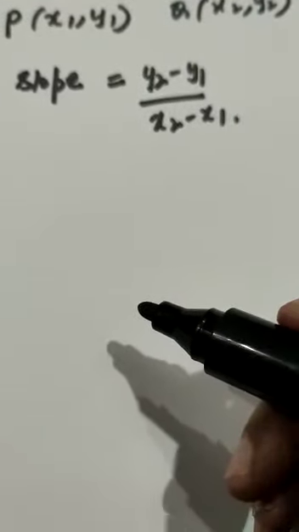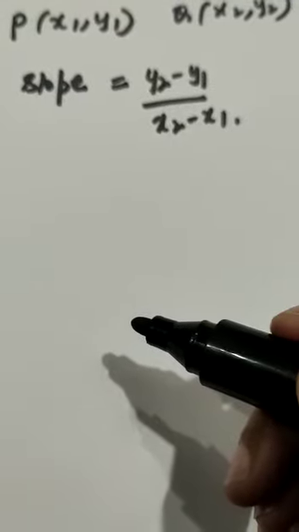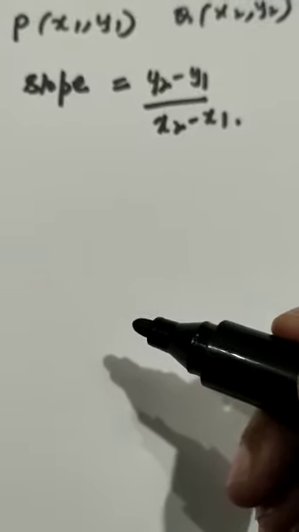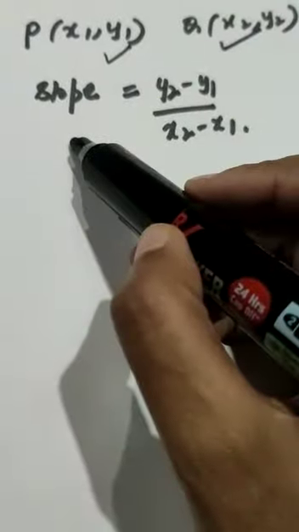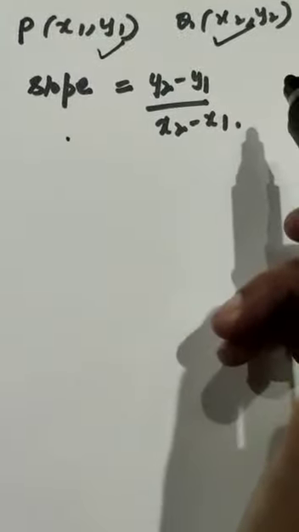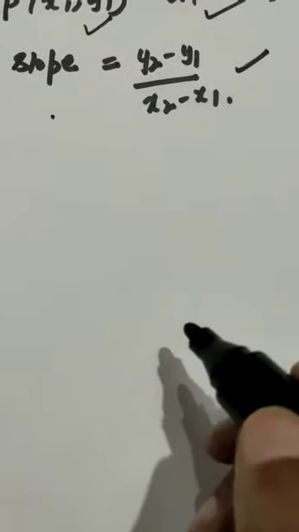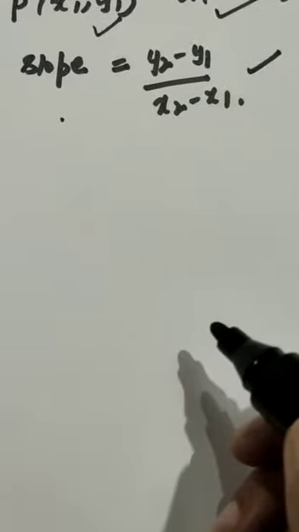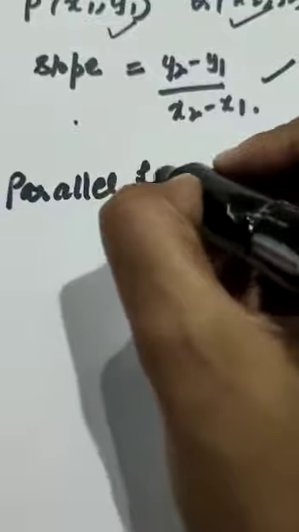Good morning, students. As we have already discussed in the last class, if we have given any 2 points, maybe it can be P and Q, and any particular line which is passing through these 2 points, the slope is equals to y2 minus y1 by x2 minus x1. Now in this class we will discuss the slope of parallel lines, right?